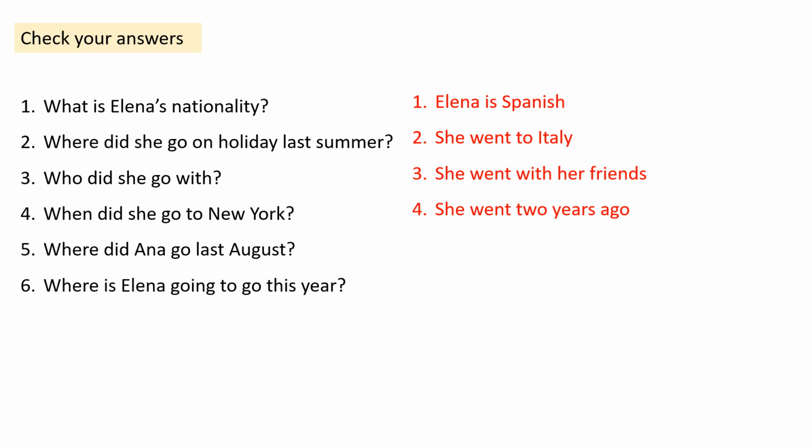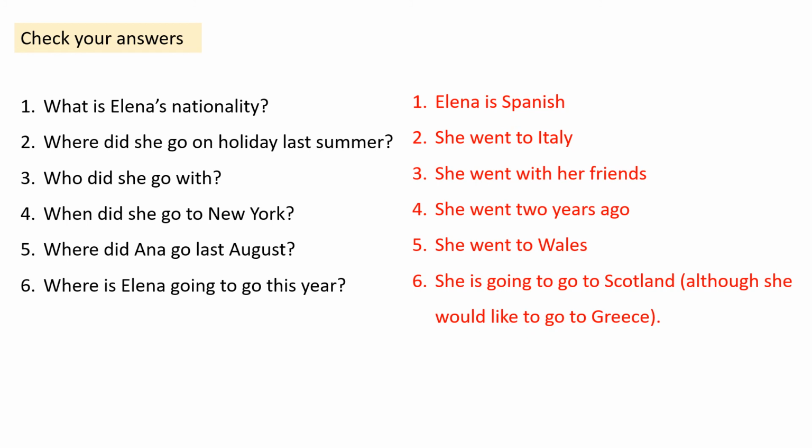Número 5. Where did Anna go last August? Anna went to Wales. And número 6, the trickiest question of our comprehension questions. Where is Elena going to go this year? So Elena is going to go to Scotland, although she would like to go to Greece. So you've still got the question right if you don't have the bit in brackets. The bit in brackets just clarifies that Greece is also mentioned because she would like to go there, but it doesn't mean that she is going to go there this year. Excellent work, Year 9.